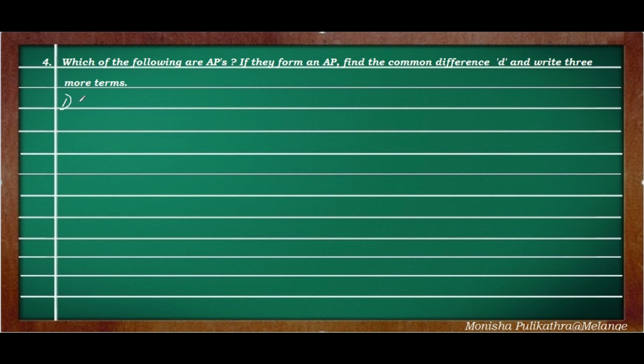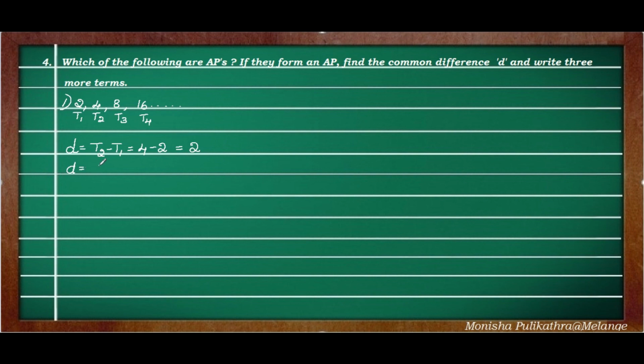So the first question is 2, 4, 8 and 16, etc. Here this is T1, T2, T3 and T4. We need to find out whether this sequence is in AP or not. In order to find that, first we need to calculate the common difference. First, D is equal to T2 minus T1. Here T2 is 4 and T1 is 2. So 4 minus 2 is 2.